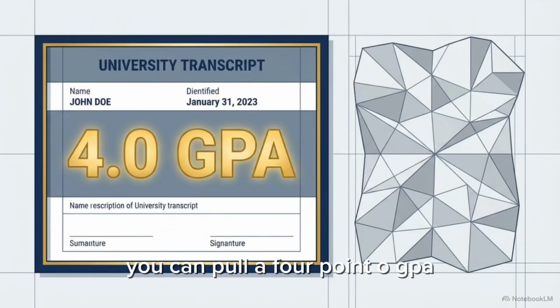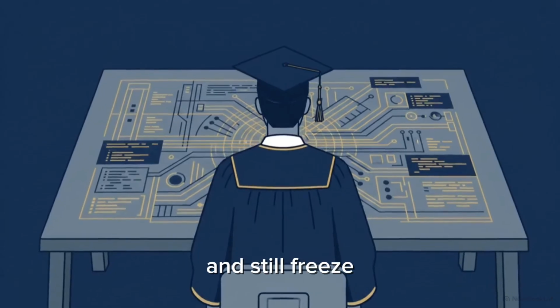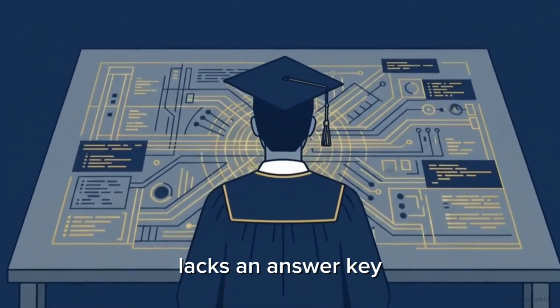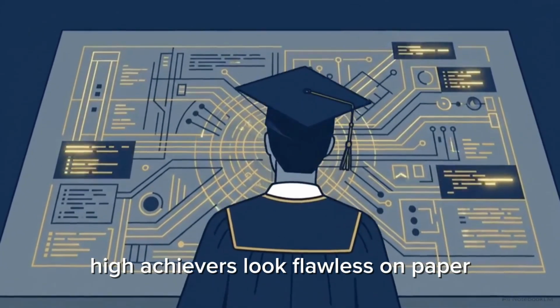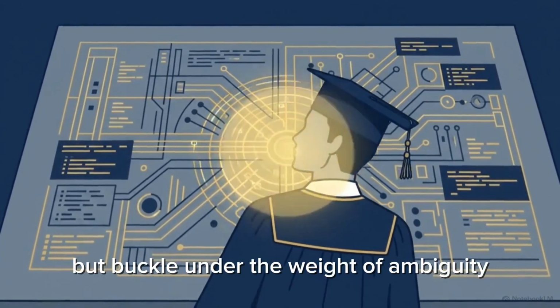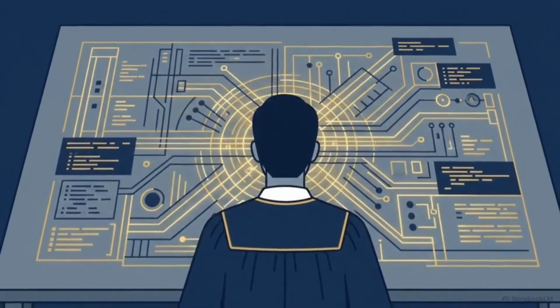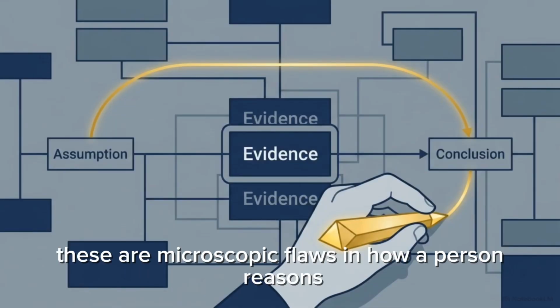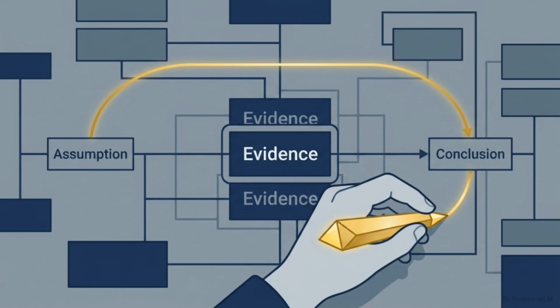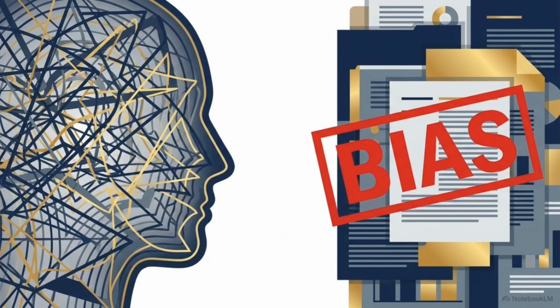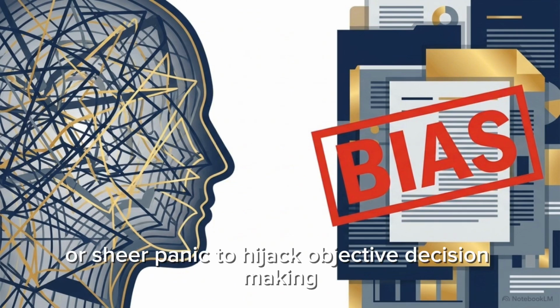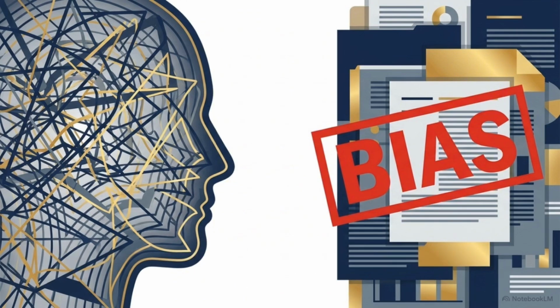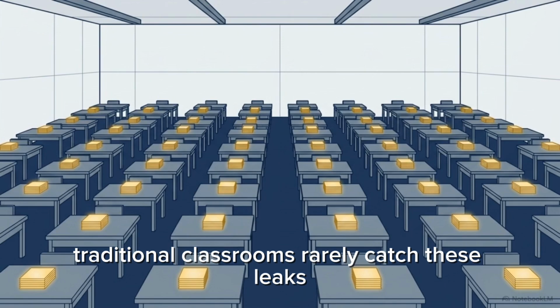You can pull a 4.0 GPA, master every syllabus, and still freeze when a real-world problem lacks an answer key. High achievers look flawless on paper, but buckle under the weight of ambiguity. The culprit is usually a logic leak. These are microscopic flaws in how a person reasons, hitting vulnerabilities that allow unverified assumptions, cognitive biases, or sheer panic to hijack objective decision-making. Traditional classrooms rarely catch these leaks.